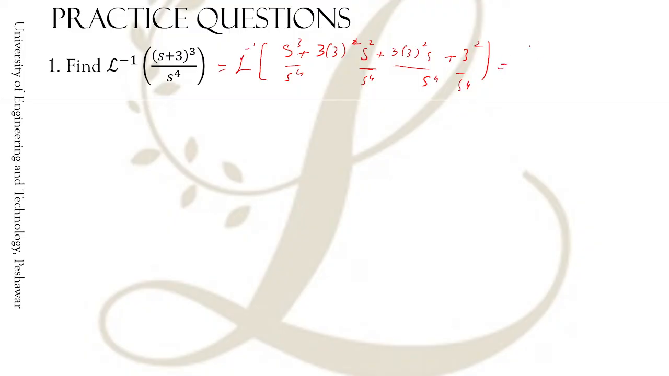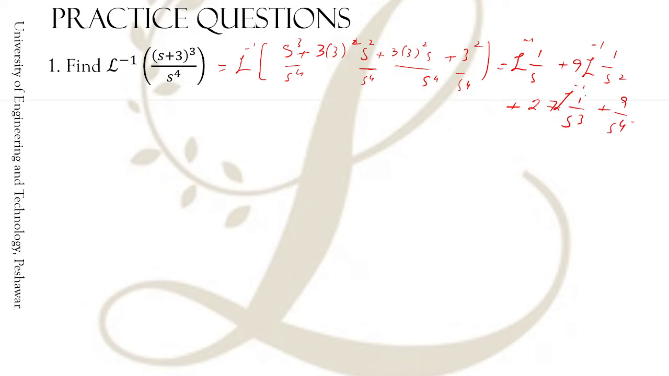So the first step will give you what? Laplace inverse of 1 over s, plus 9 times Laplace inverse of 1 over s square, plus 27 times 1 over s cubed, plus 27 by s power 4.